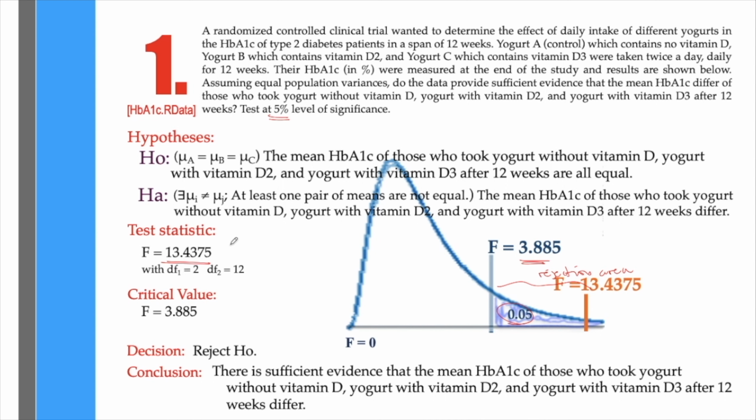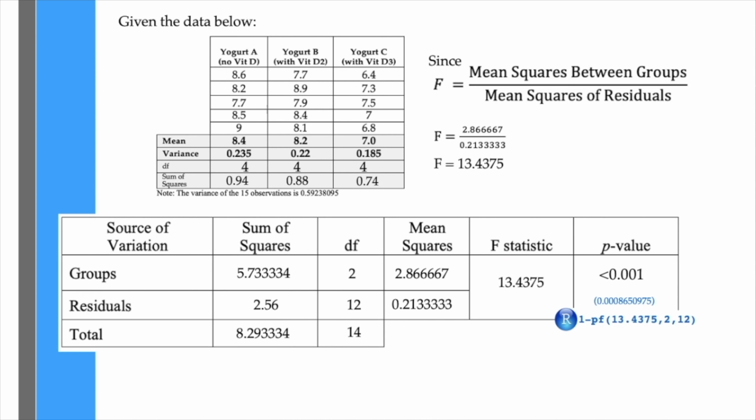And again, as for the p-value, which is the area here, we just have to compute that in R using 1 minus pf(13.4375, 2, 12), which gives us a p-value that is less than 0.001. Now, before we proceed with example number 2, let's just have a quick recap of how we computed the values in this table.